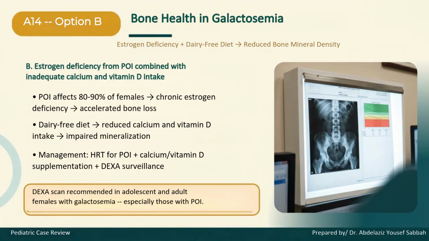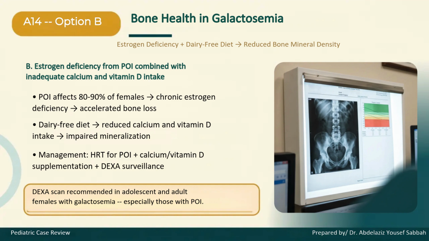Her low bone density is best explained by 2 factors acting together. First, estrogen deficiency from primary ovarian insufficiency. Because primary ovarian insufficiency affects 80 to 90% of females with galactosemia, she has chronic estrogen deficiency, and estrogen is essential for bone accrual, so its absence leads to accelerated bone loss. Second, her dairy-free diet reduces calcium and vitamin D intake, which impairs proper bone mineralization.